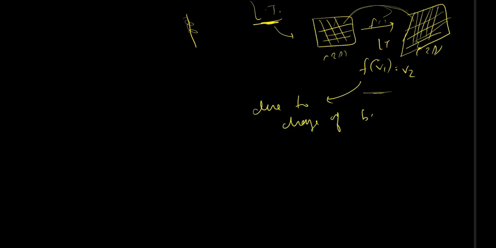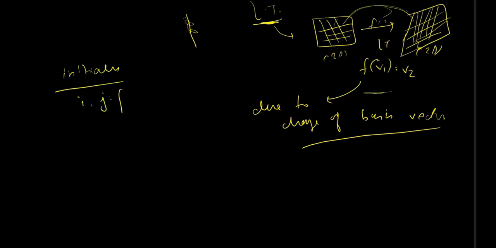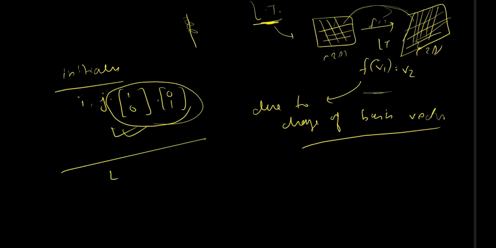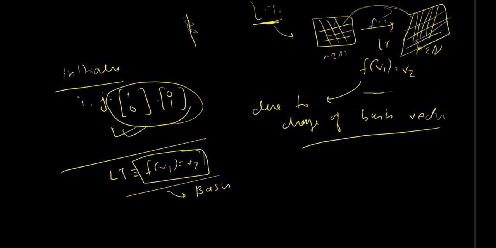Now, what is the type of change here? Initially, the basis vectors were i and j, in vector form (1, 0) and (0, 1), right? These were the initial basis vectors. After the linear transformation, f of v1 equals v2, the basis vectors moved to a new position.